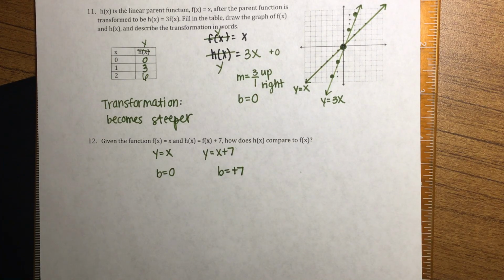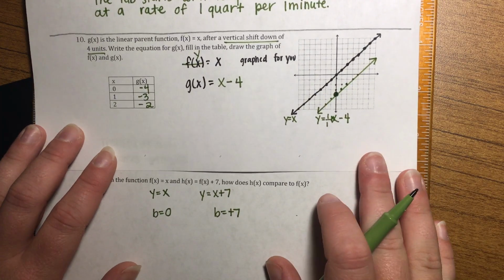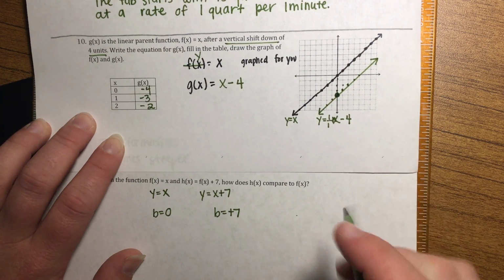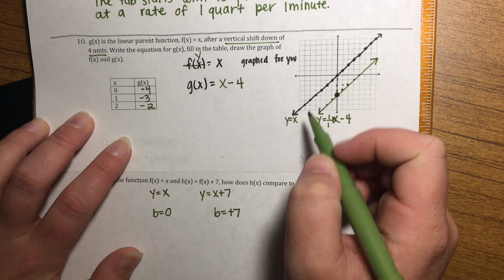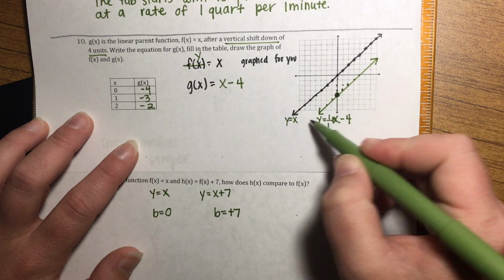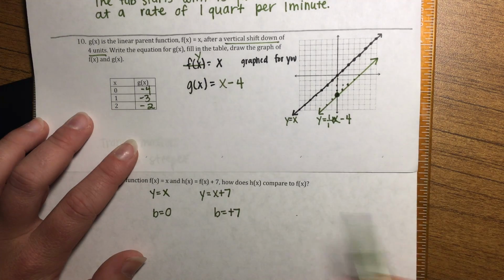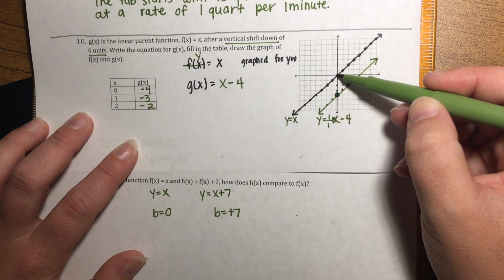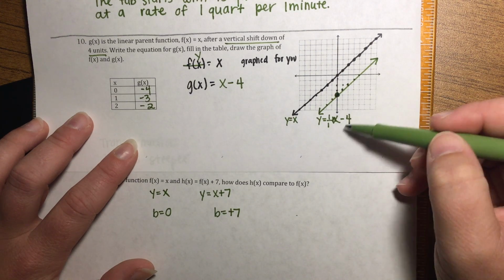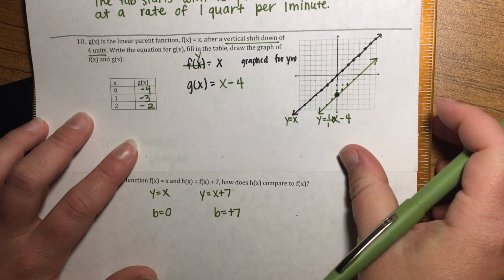I'm going to show you real quickly the previous example that we worked on. Sorry, I'm going to cover up the top one real quick. This was number 10 from your review. Our y-intercept changed: it originally was at plus 0 and it changed to minus 4. Our slope didn't change. If I look here, I still have a slope of 1 on both of these. So when I changed my b, I just went down 4. So if my b is now a plus 7, that just means I'm going to go up 7.